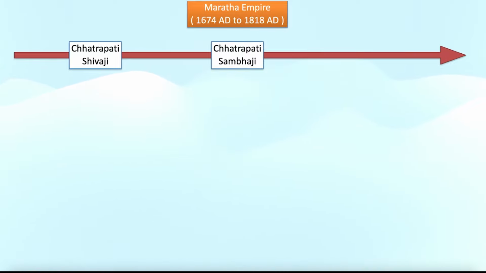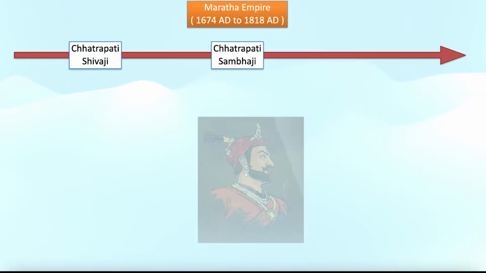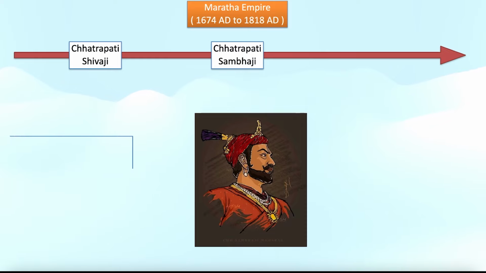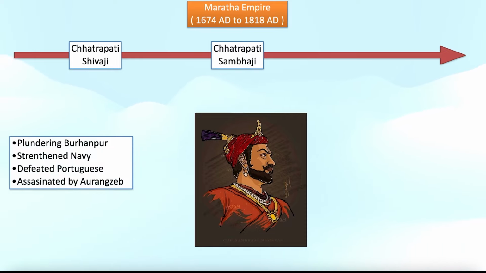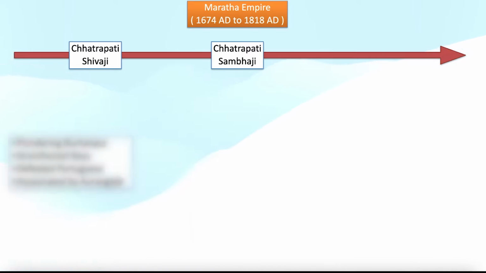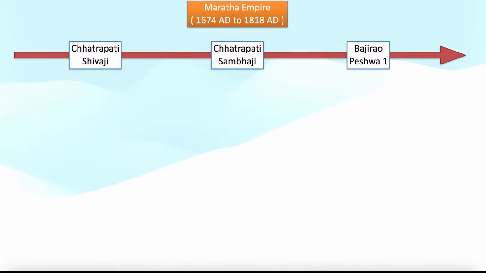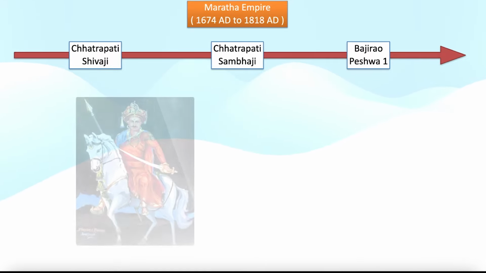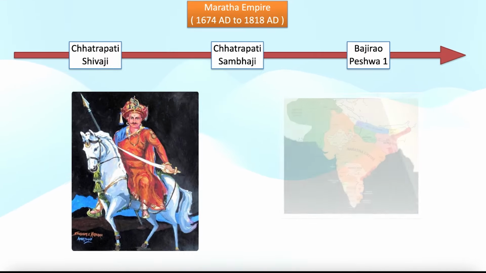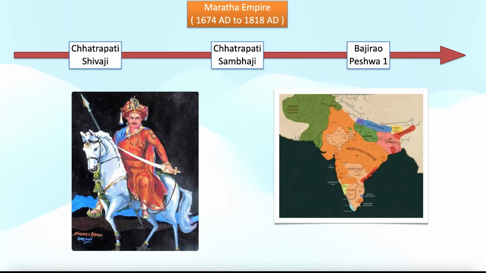Then his son Sambhaji stood tall against Aurangzeb, fighting till his last breath. Important events include plundering Burhanpur, strengthening the navy, and defeating the Portuguese, but at the end he was assassinated by Aurangzeb. Then came the rise of the Peshwas, especially the brilliant Bajirao Peshwa I. He was a military genius who carried the saffron flag right from Afghanistan to Tamil Nadu.